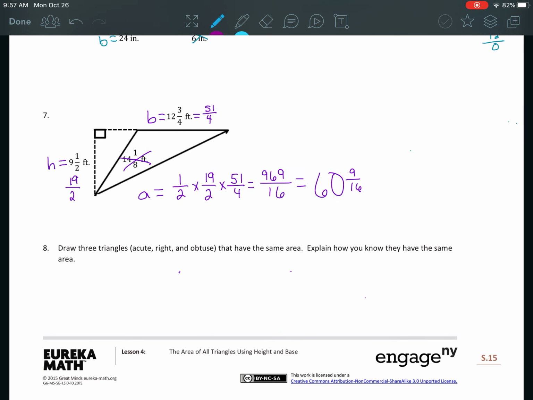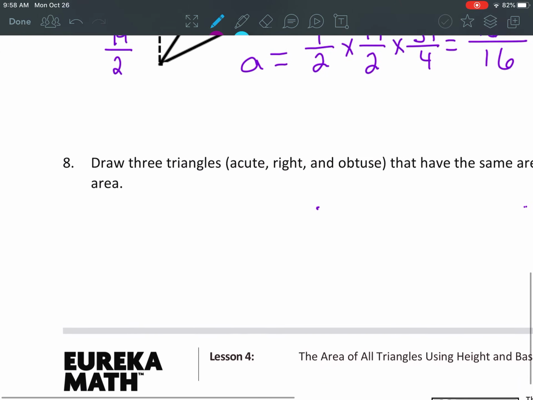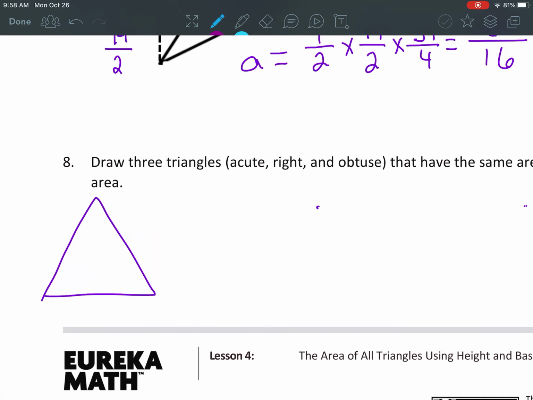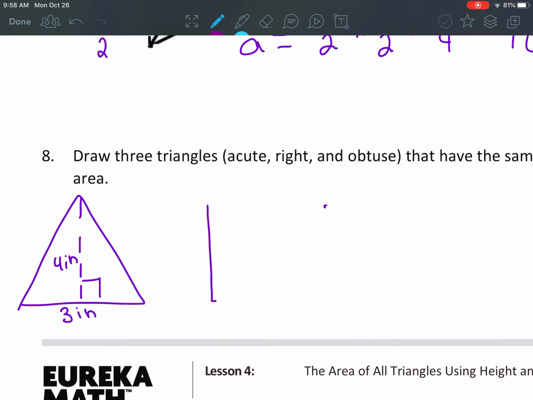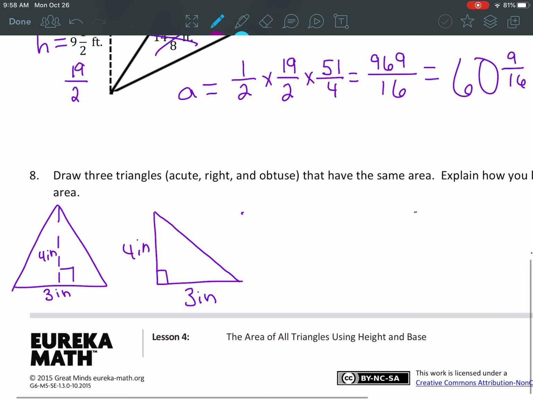Draw 3 triangles, acute, right, and obtuse, that have the same area. Explain how you know they have the same area. So this would be pretty easy. We just need them all to have the same base and height. So this one, we could say the height is 4 inches, and the base is 3 inches. So there's my acute. Now remember, this is not necessarily drawn to scale. 3 inches and 4 inches. There's my right and my obtuse.